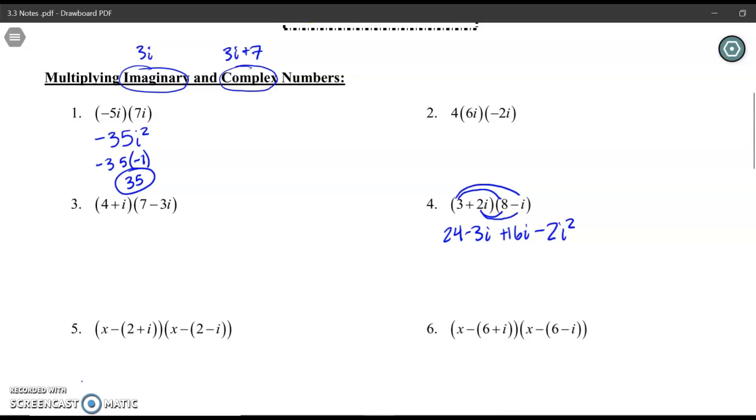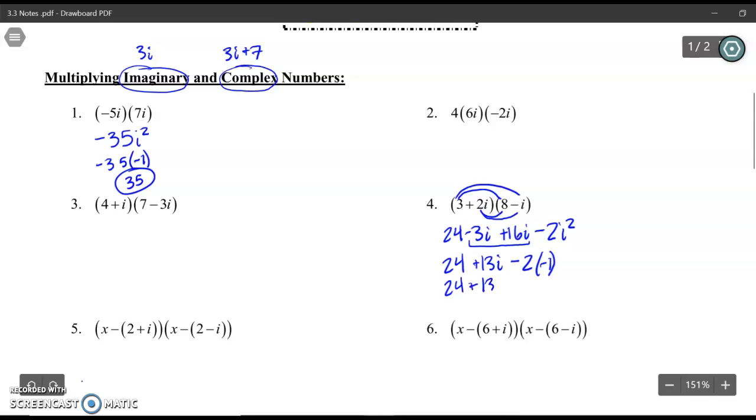Then I'm just going to simplify and combine some like terms. So the 24 stays the same. Then I have negative 3i plus 16i, which is going to be 13i. And remember, i squared is equal to negative 1, so you can always replace an i squared with just a negative 1. So now I'm left with 24 plus 13i plus 2.